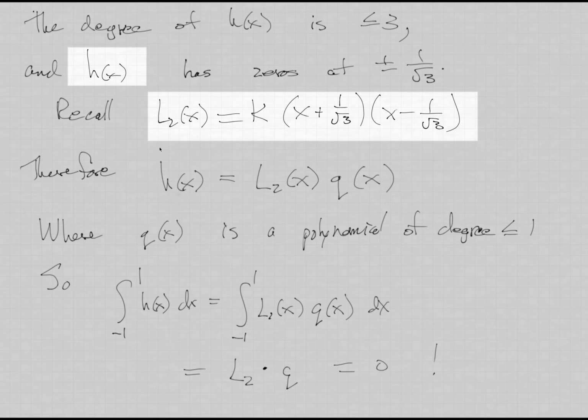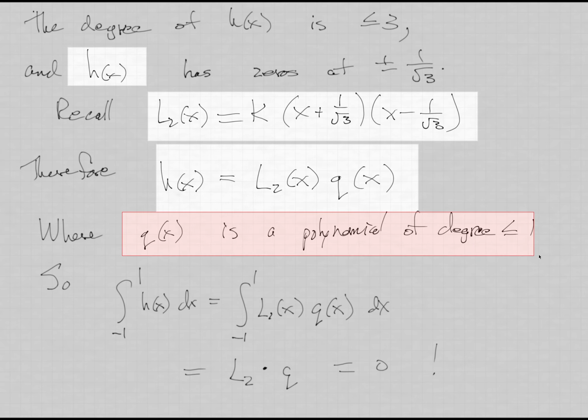But in any case, what this means is that we can factor h into a product of L2 and some other polynomial. This second polynomial, I've denoted it q for quotient, right? So it's like we took h, we divided by L2, and the quotient was q. And notice that h is divided evenly by L2, so there's no remainder. h is exactly equal to L2 times q. In that case, what we know is that q is also a polynomial, and its degree can be no greater than 1, right? So q is a polynomial whose degree is no greater than 1. It's at most linear. It might just be a constant.